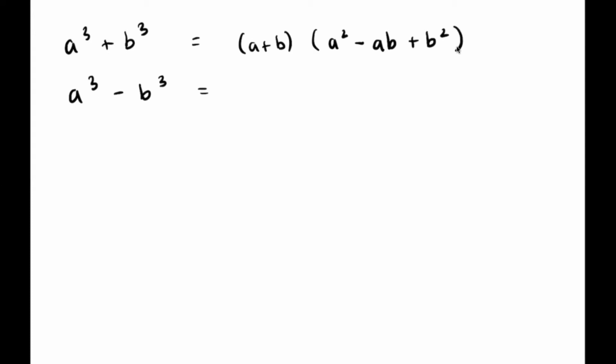However, when you have a cubed minus b cubed, you have to write it as a minus b times a squared plus ab plus b squared. This is really the only difference between them. Here we have a minus, and here plus. That is basically the only difference that we have between these two formulas.